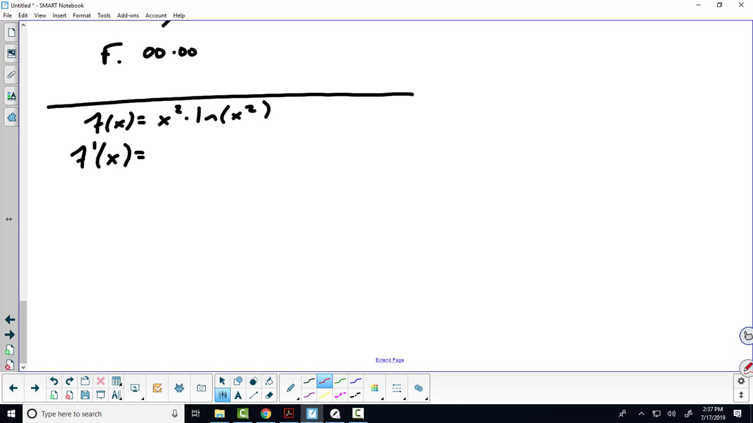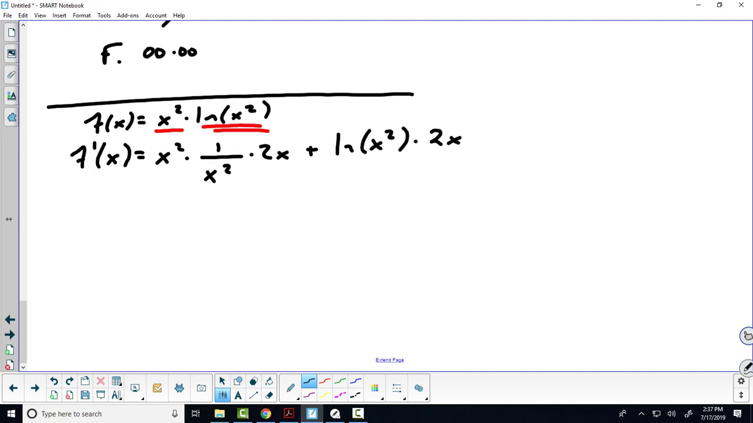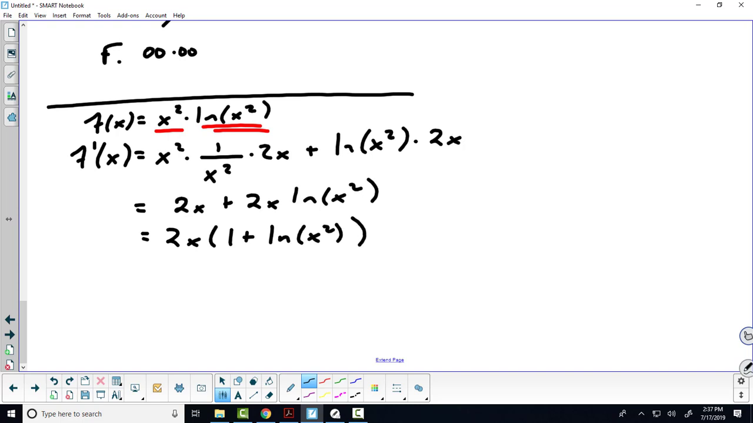So we're going to have to do a product rule. We'll call this the first factor, this the second factor. So when we do the product rule, we get the first factor times the derivative of the second factor plus the second factor times the derivative of the first factor. Let's clean up this mess. We end up with 2x plus 2x natural log of x squared. Factoring out 2x gives us 2x times 1 plus the natural log of x squared.